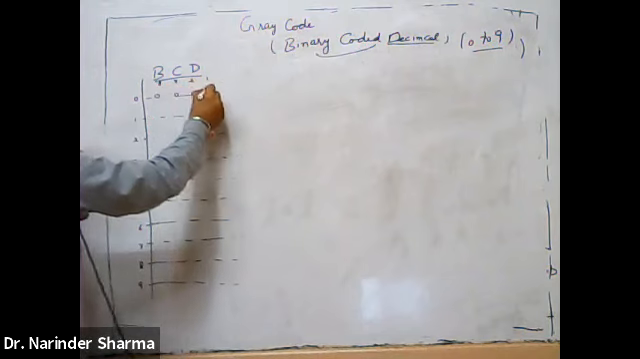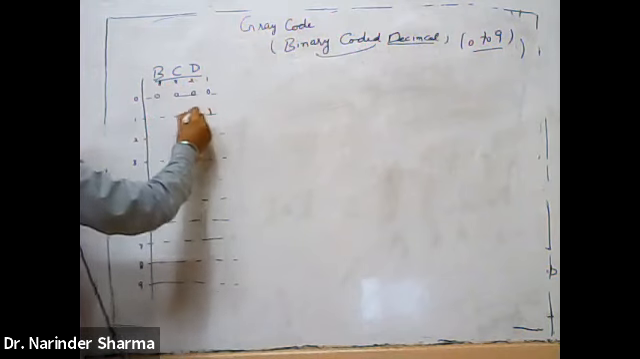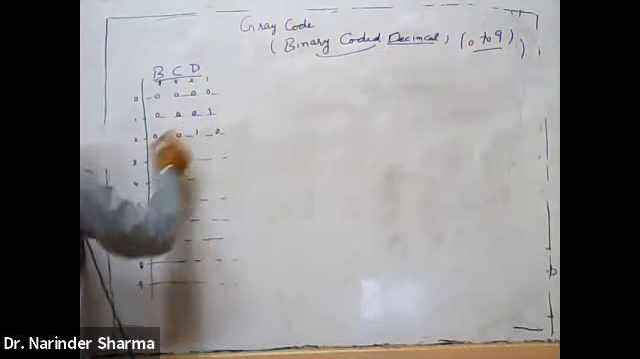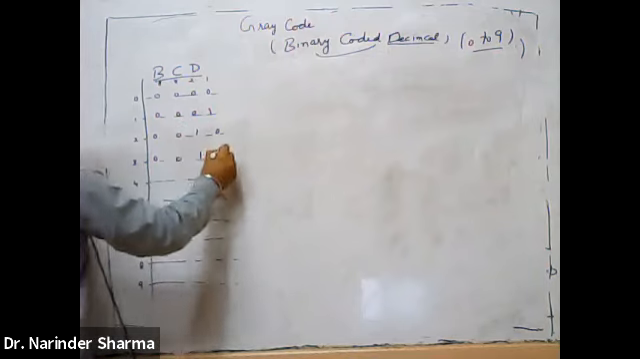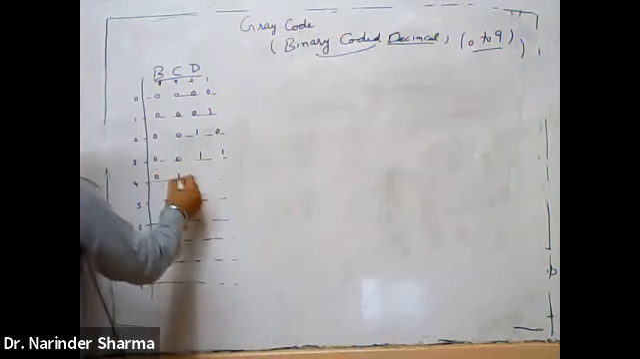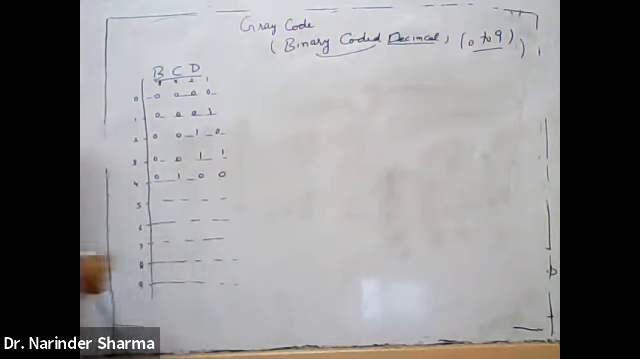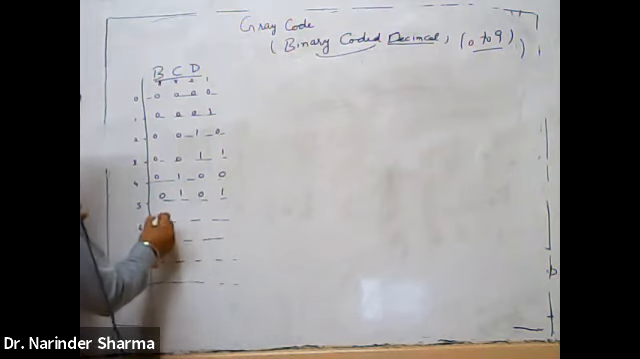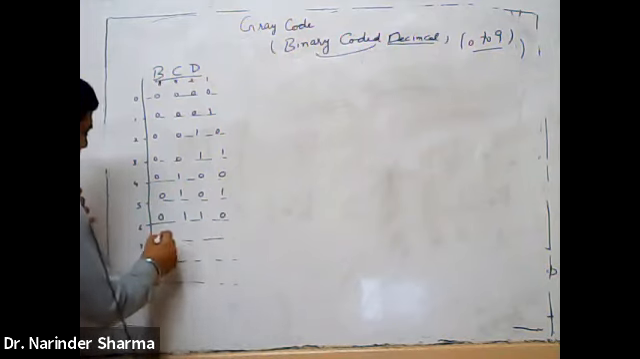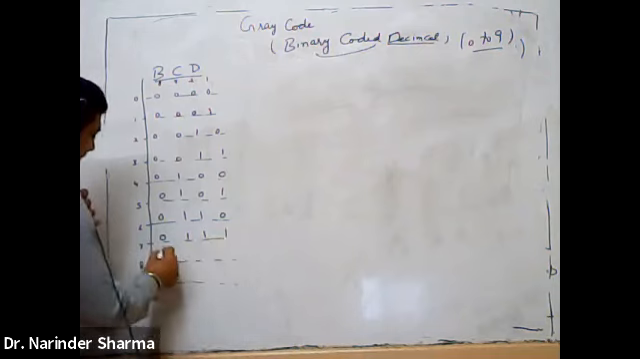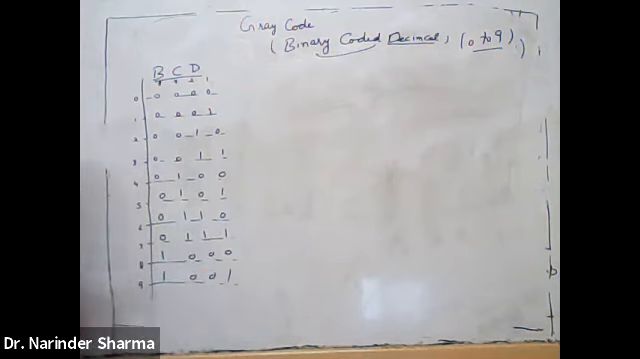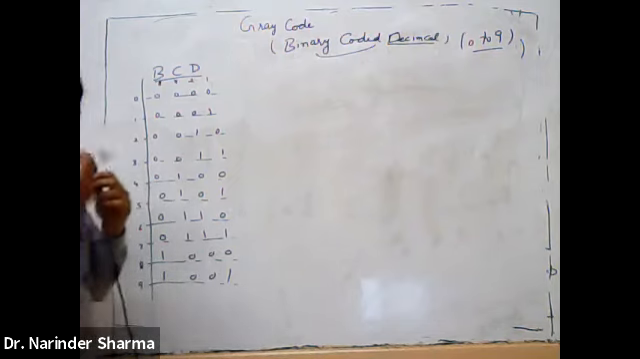All zeros for 0. For 1, there is a 1 under 1. For 2, there is a 1 under 2. 3 is 2 plus 1, under 2 and 1. 4, under 4 there should be 1. 5 is a combination of 4 plus 1. 6 is 4 plus 2, 7 is 4 plus 2 plus 1, 8 is 1000, and 9 is 1001. So in this way, we write BCD code.